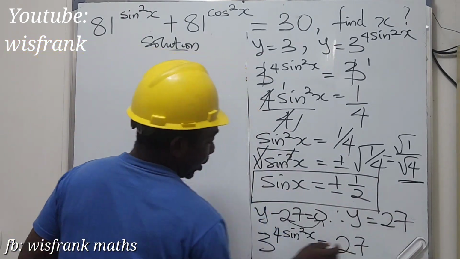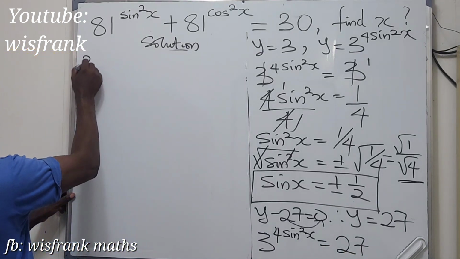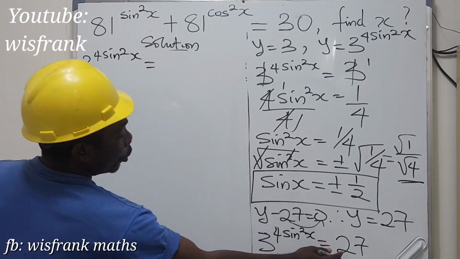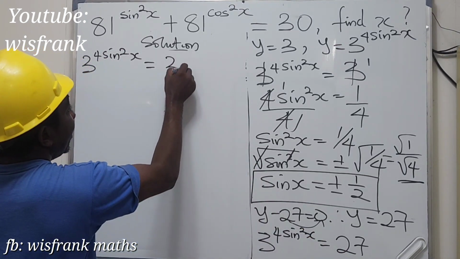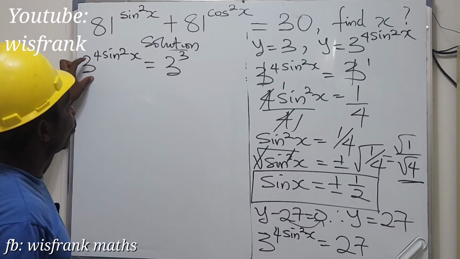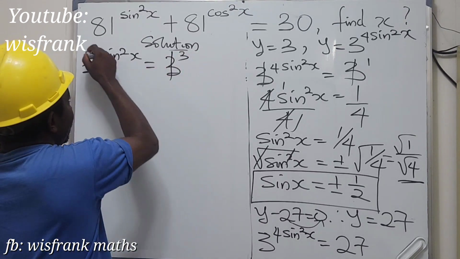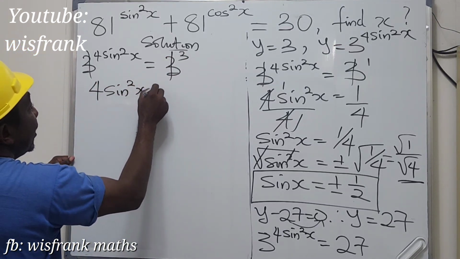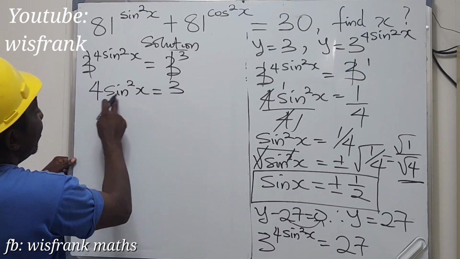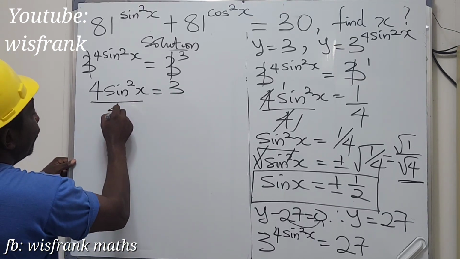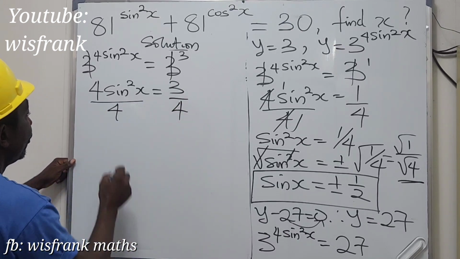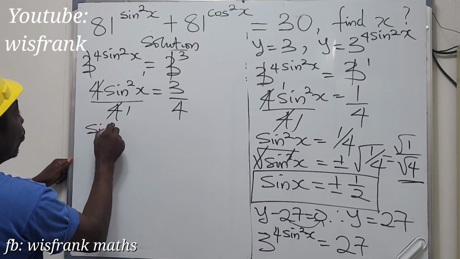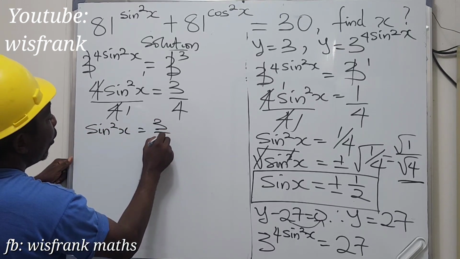Now 3 to the power of 4 sin squared x equals 27, which is the same thing as 3 raised to the power of 3. In this case, we have the same base, so they will cancel each other. We are now left with 4 sin squared x equals 3. We can divide all through by 4. The 4 cancels here, and the 4 cancels here. So we are left with sin squared x equals 3 over 4.